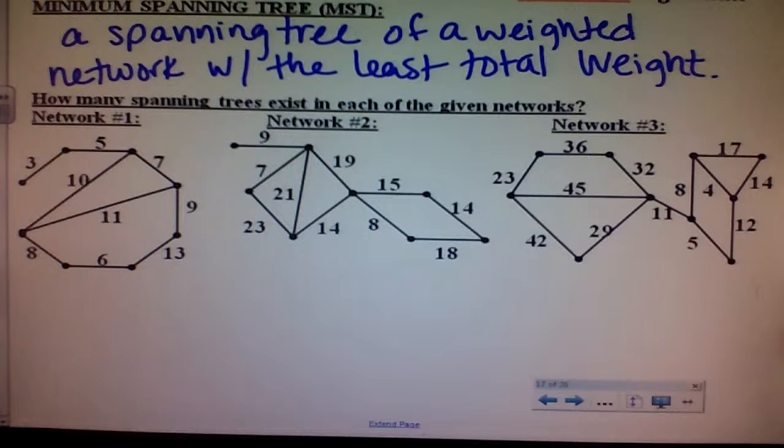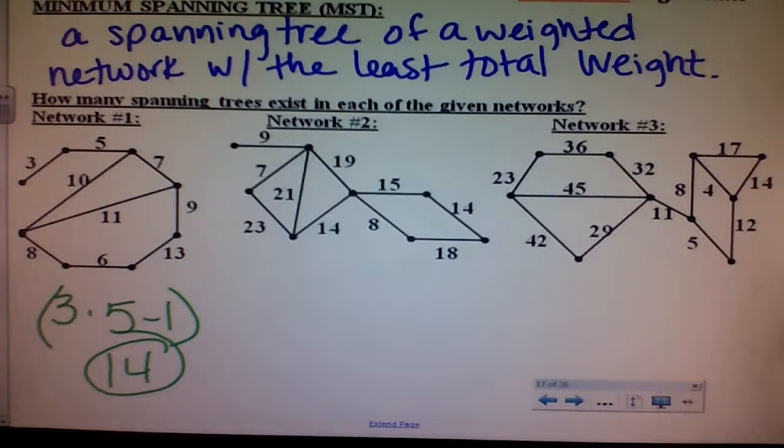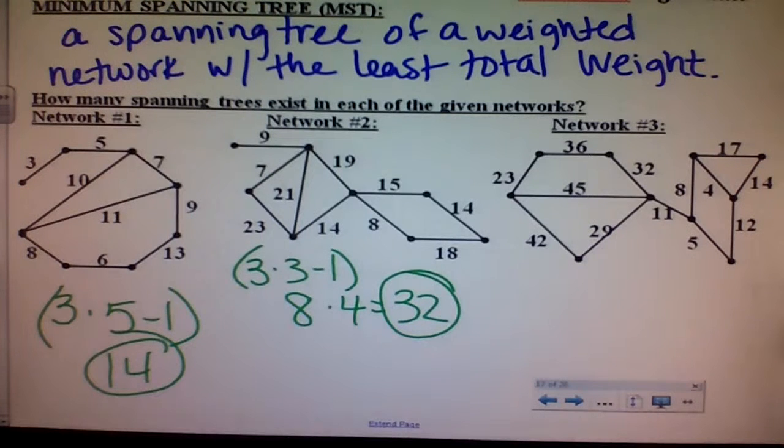Okay, so the problem with this is, take a look at this one. I have 2 circuits, one that has 3 edges and one that has 5 edges. They share one in common. So guess what? I have 14 spanning trees in this picture. They want me to find all 14 and find the smallest? If I move on to network 2, this is 3 times 3 minus 1, which is 8, times 4. There's 32 spanning trees in this picture.